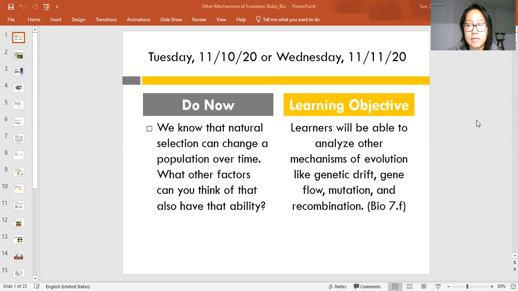Our learning objective today is that learners will be able to analyze other mechanisms of evolution like genetic drift, gene flow, mutation, and recombination. So these are other things that cause changes inside of populations that we'll call adaptations over a long time, and that over a long time causes natural selection.